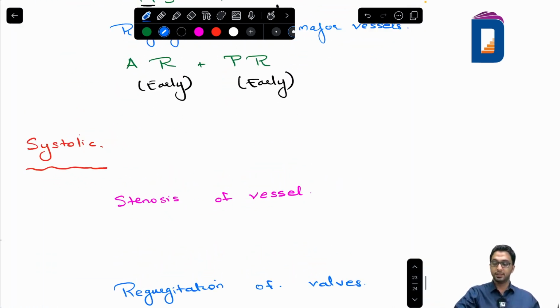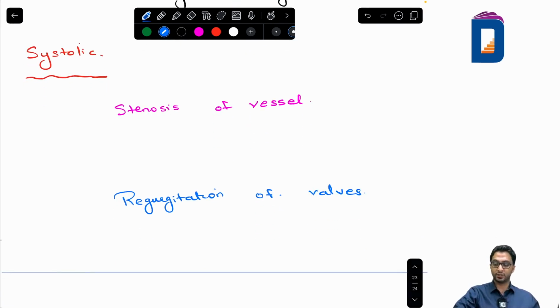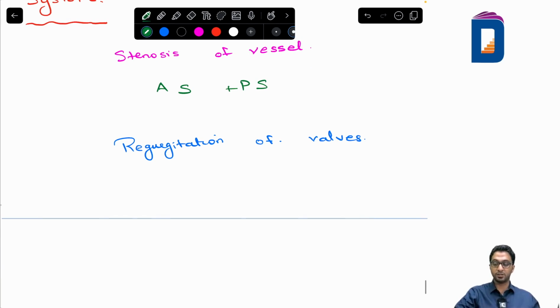Let's see, let's apply this. Stenosis of the vessel. So the second letter is always stenosis. Okay, aortic stenosis, pulmonary, because it's vessel. Okay, now regurgitation again of the valves. So the second letter is regurgitation, regurgitation of the valve. So mitral regurgitation, tricuspid regurgitation.